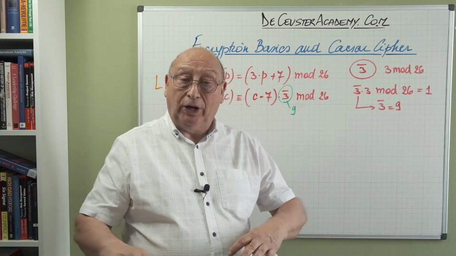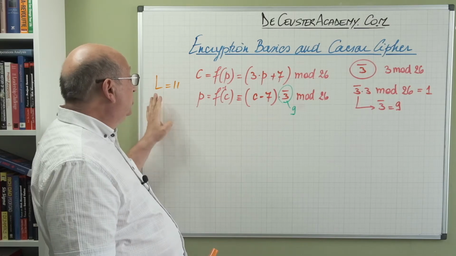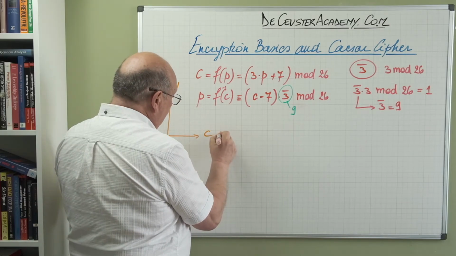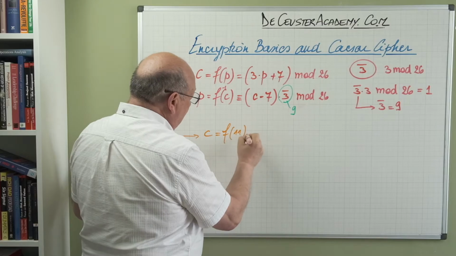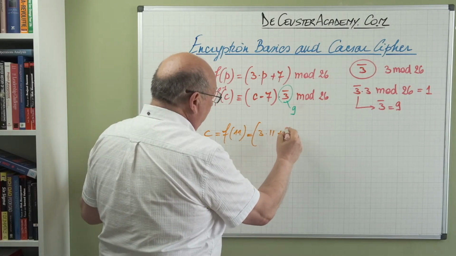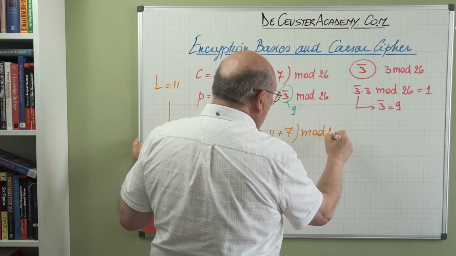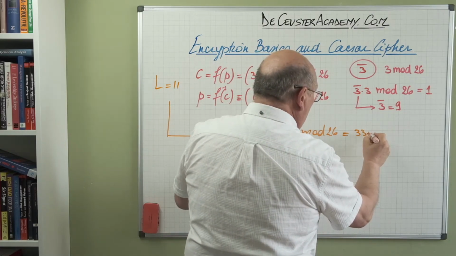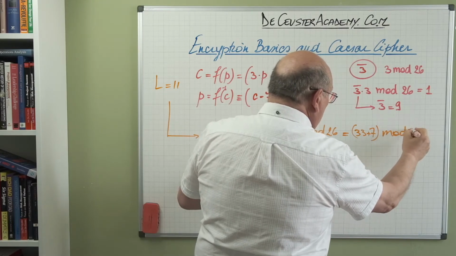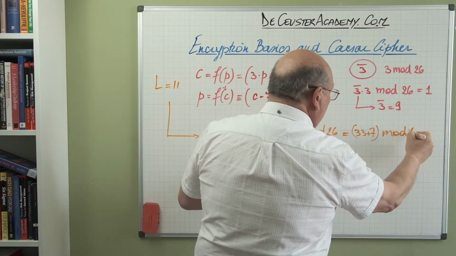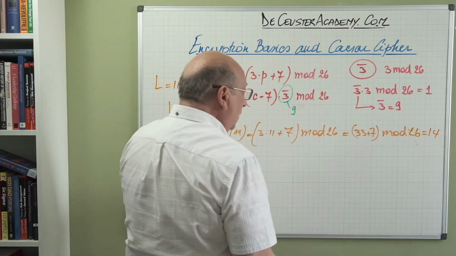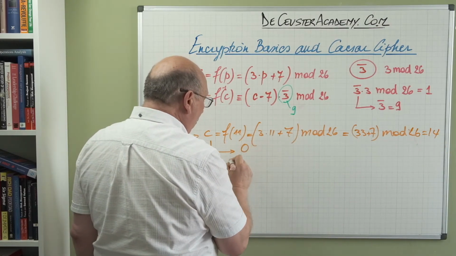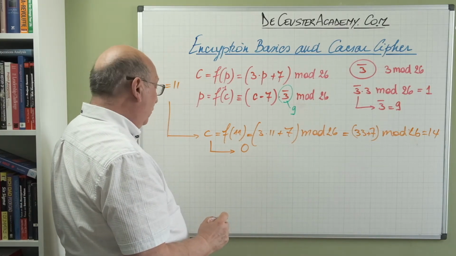Let's apply the formulas to encrypt and decrypt the letter L, which is characterized by the number 11. So we can basically say that C, the encrypted value, is f(11), which is 3 times 11 plus 7 modulus 26, which is equal to 33 plus 7 modulus 26. That is basically 14, because 40 minus 26 is 14. So we find the letter O, which corresponds with the value of 14.